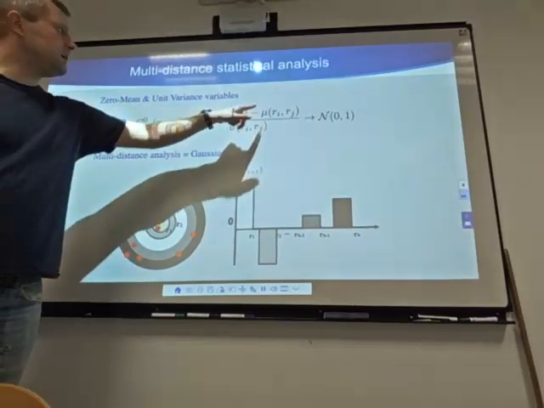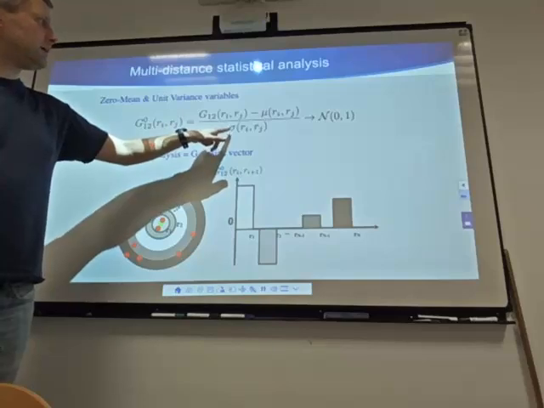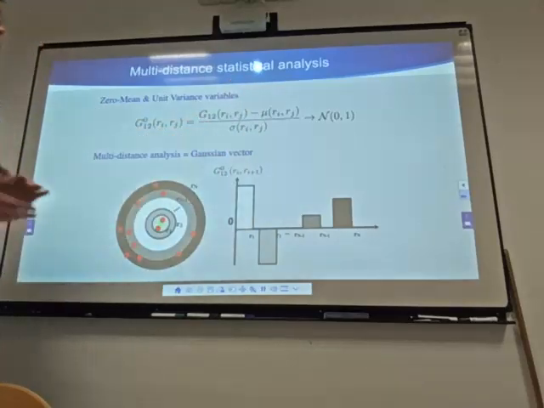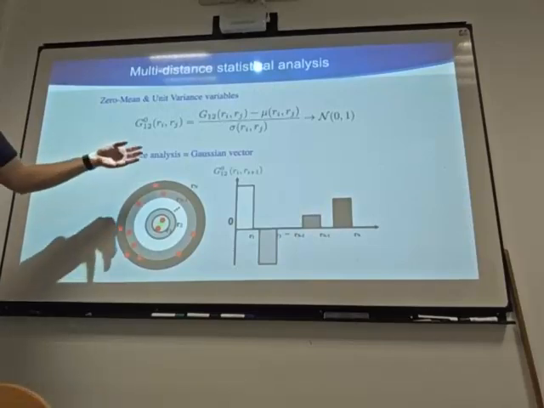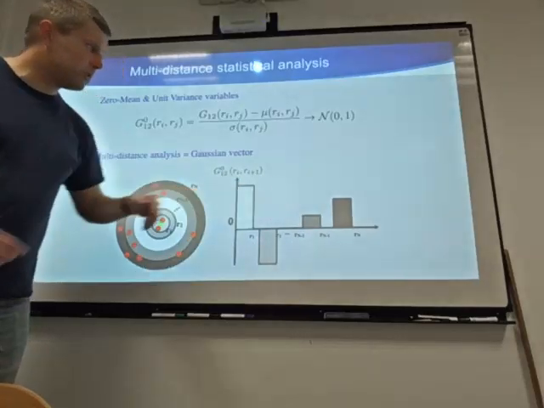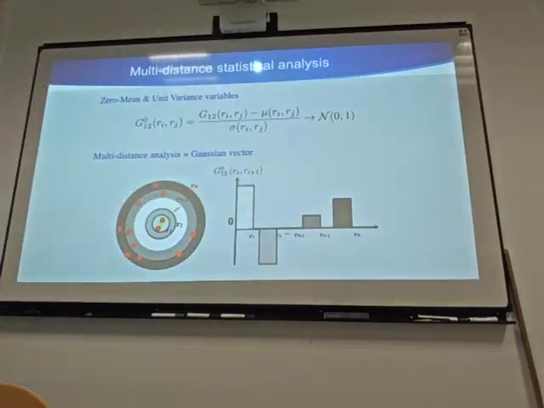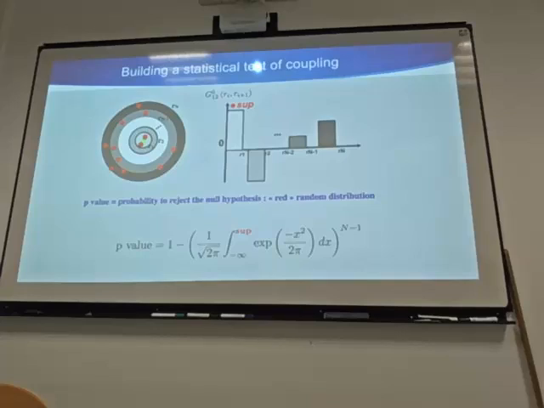So you remove the mean G, you divide by sigma, the square root of the variance, and if the red ones are randomly distributed, this tends to a normal distribution. And again, if red are just randomly distributed, you expect to have a Gaussian vector where each component is just normally distributed. And so that's good, because then you can, for example, build a statistical test.